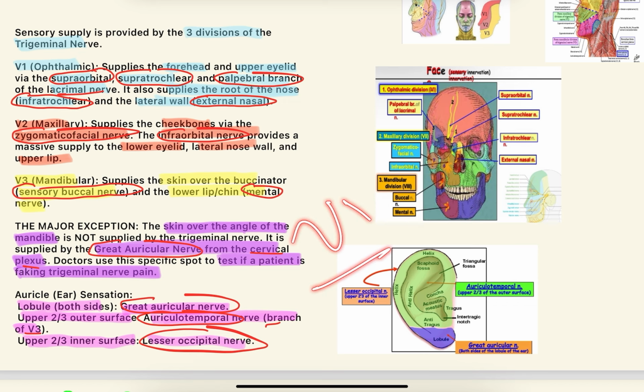Again, let's repeat it. It will supply the forehead and the upper eyelid by the supraorbital, supratrochlear, and the palpebral branch of the lacrimal nerve. And then it will supply the root of the nose, the nasion, by the infratrochlear, and then the lateral wall by the external nasal nerve.